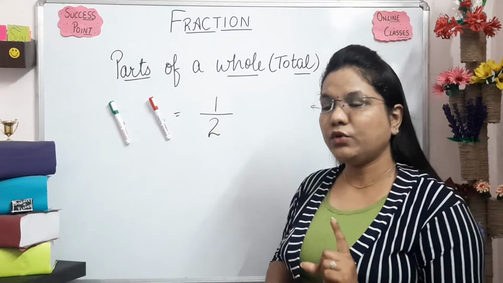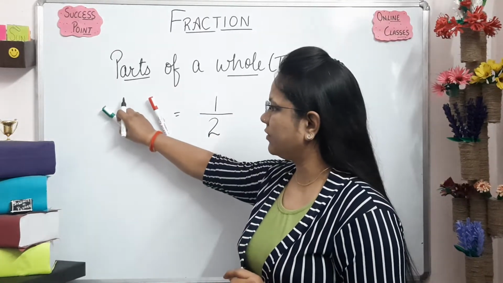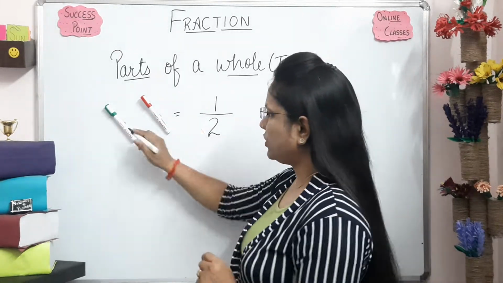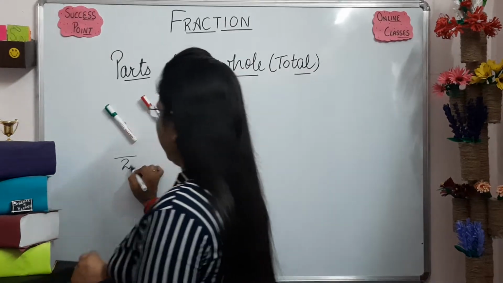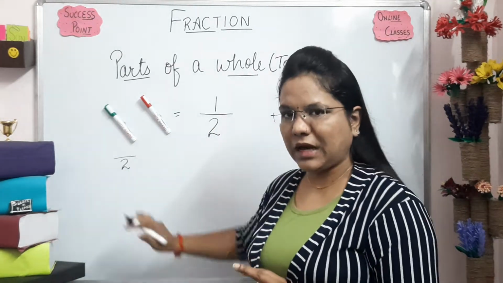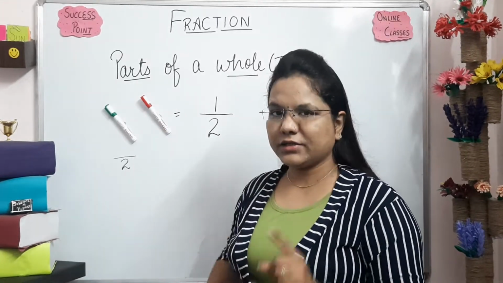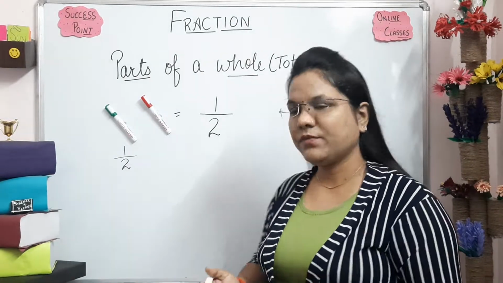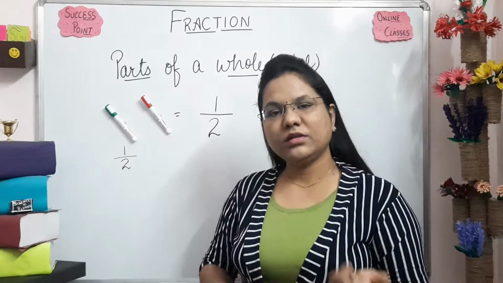Now this time I want to use the green marker. I want to check for the green marker. Total, how many markers do I have? 2. Okay, let's write 2. At the bottom we have to write the total. And I want to use the green marker, so it's 1. So we can say 1 by 2. Same. 1 by 2 for this marker, 1 by 2 for the second marker.